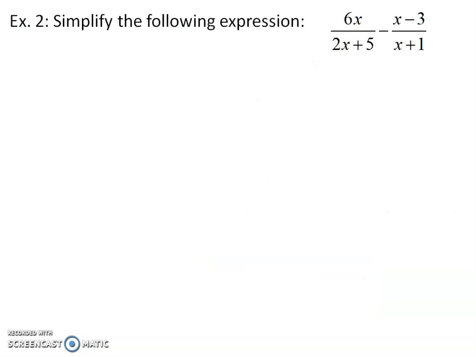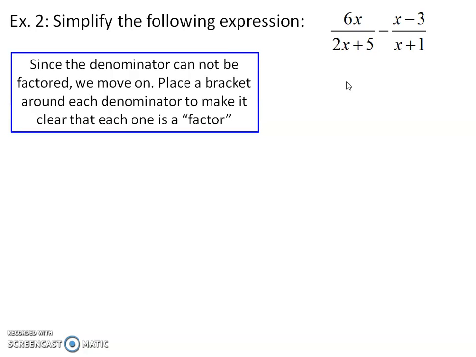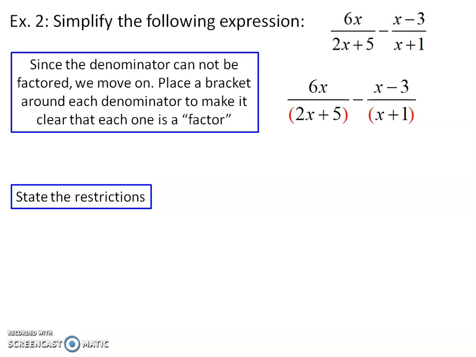If instead of having monomial denominators, I had binomials, I would again check to see if anything was factorable. In this case, they're not. There are no common factors. Neither one is a difference of squares. That's all I have to look for with binomials. So I'll skip ahead to the next step, which is finding the restrictions.